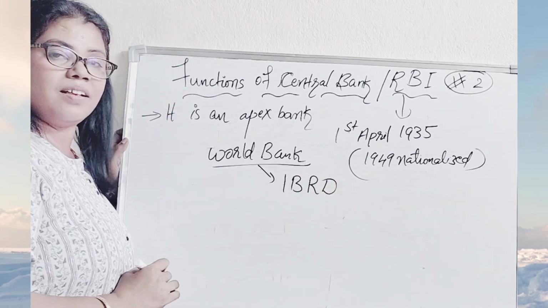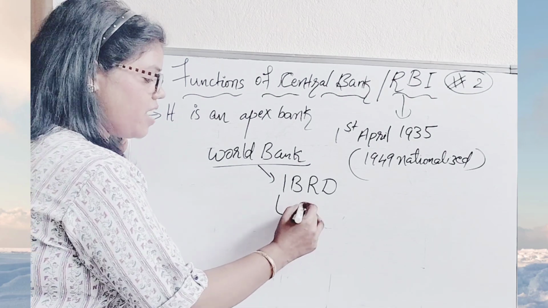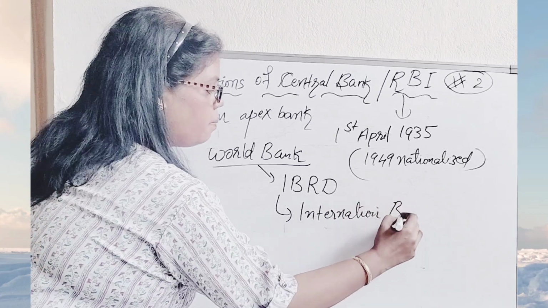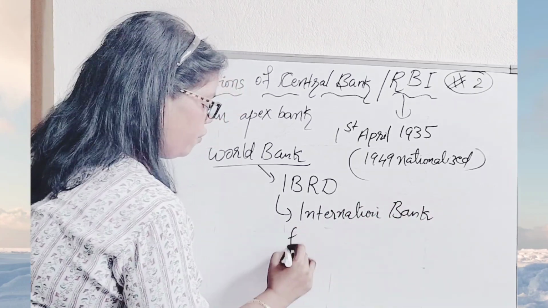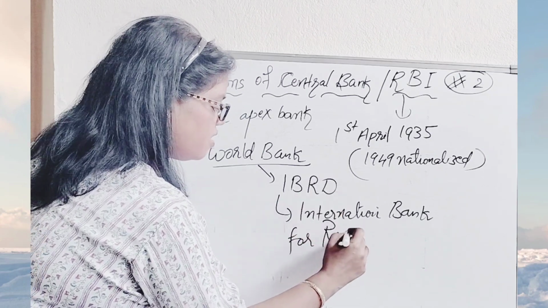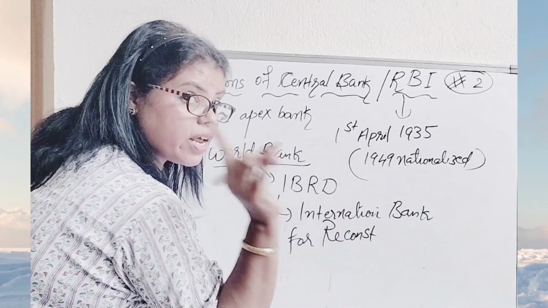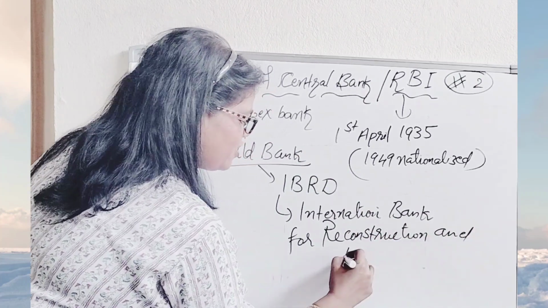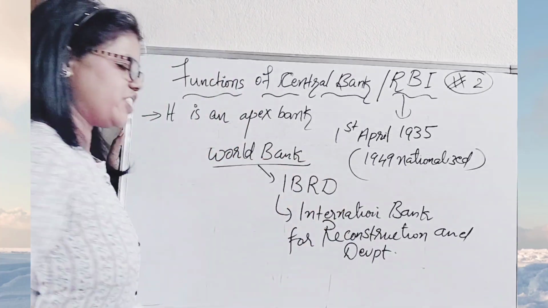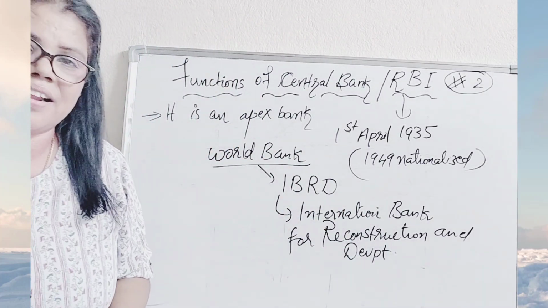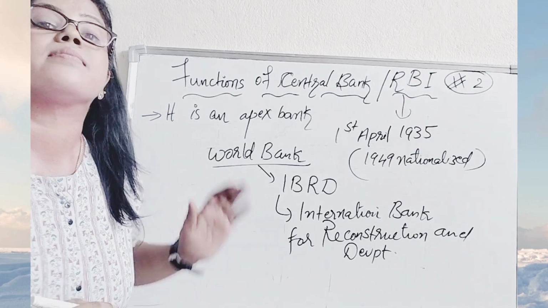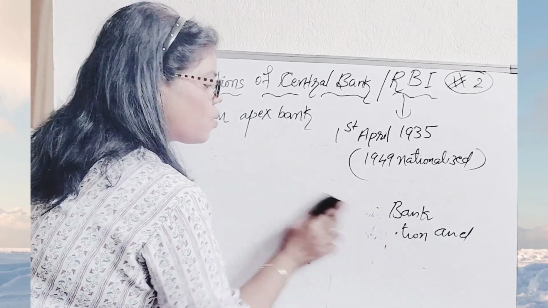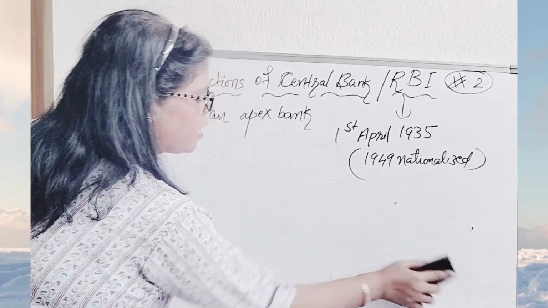IBRD. What is IBRD? International Bank for Reconstruction and Development. R implies reconstruction, not rural. This is called IBRD, the name of the World Bank. This is not in the syllabus, so don't worry about it. This is only so that you know the name of the World Bank.